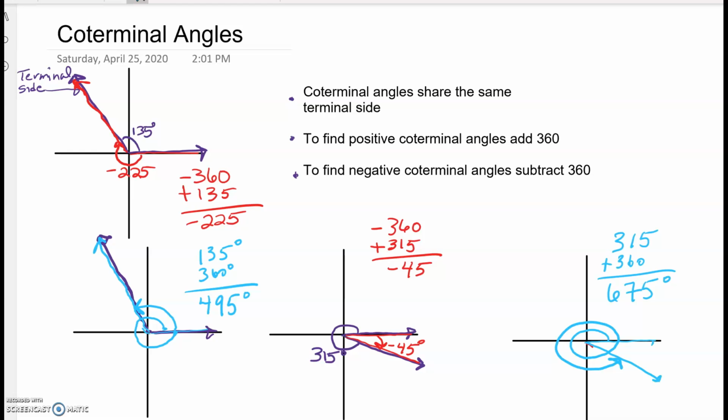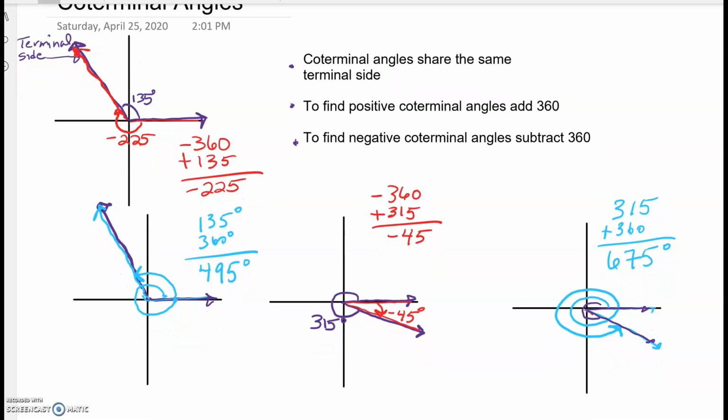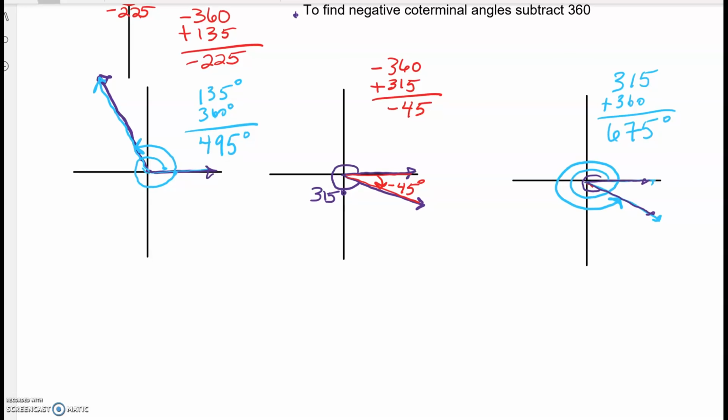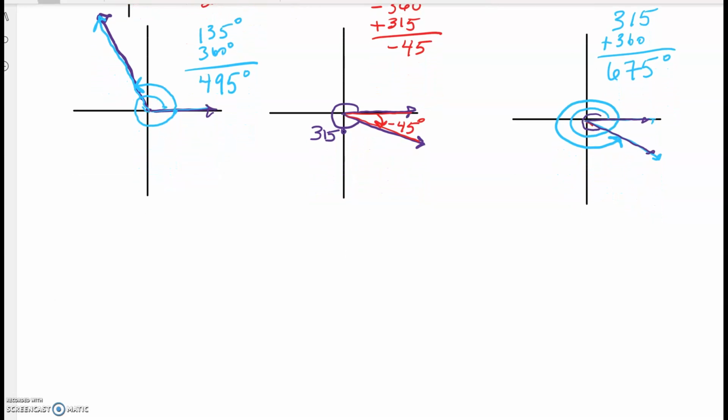So I could superimpose that purple angle right on top. So the purple angle, only one time around, is my 315 degrees. But by twisting it even tighter, just think of it like a clock, I'm just winding it up. And so if I wind it one more time around, it's 675. And we can go even further than that. Let's say that we take 675 and add another 360 to it.